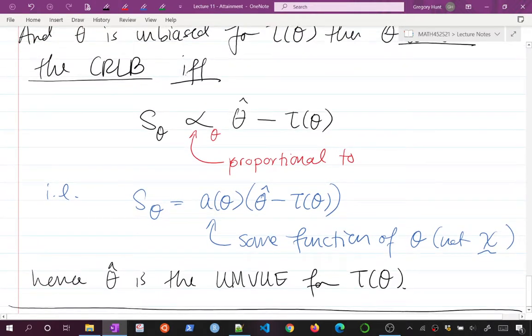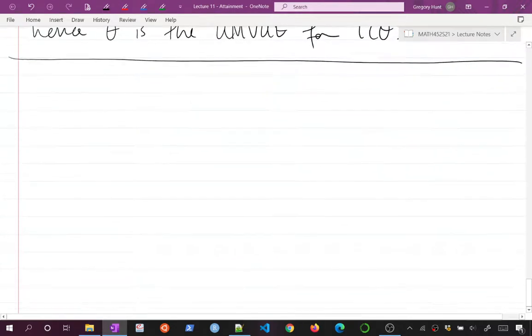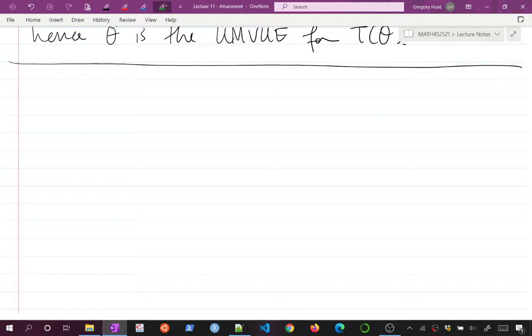Notice you only have to calculate the score. You don't actually have to find the information. You don't actually have to calculate the variance of our estimator. All you have to do is calculate this score. And if you can somehow factor it into something that depends on theta, which we don't really care about, but in there, the only way that theta hat appears is in this relation where it's theta hat minus tau, and then maybe that's multiplied by something, but whatever, then theta hat is the UMVUE. Super useful. Let's look at an example just to make this a lot more concrete.